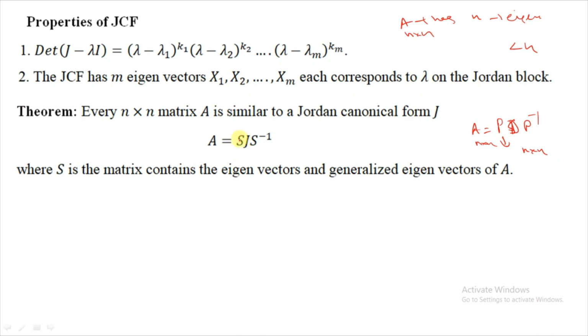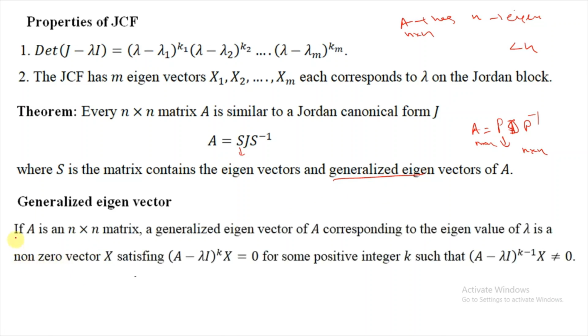In this Jordan canonical form, the matrix S contains the eigenvectors and generalized eigenvectors. Now see what the generalized eigenvectors are. The definition: if A is an n by n matrix, a generalized eigenvector of A corresponding to the eigenvalue lambda is a non-zero vector x satisfying (A minus lambda I) to the power k times x equal to 0 for some positive integer k, so that (A minus lambda I) to the power k minus 1 times x is non-zero.